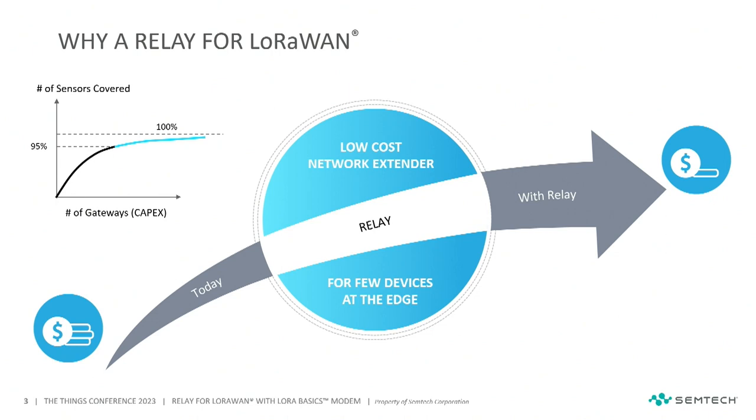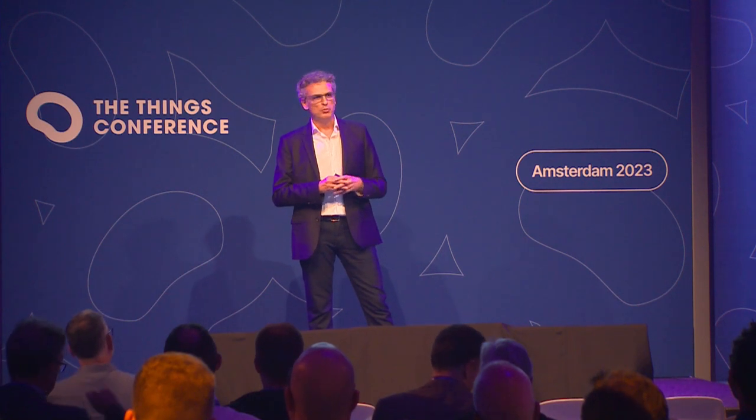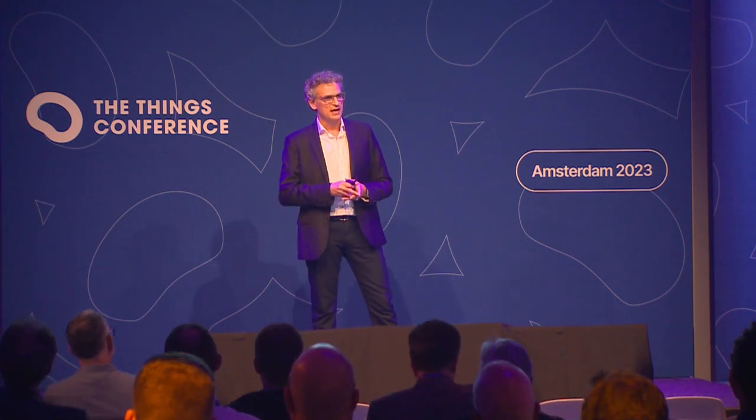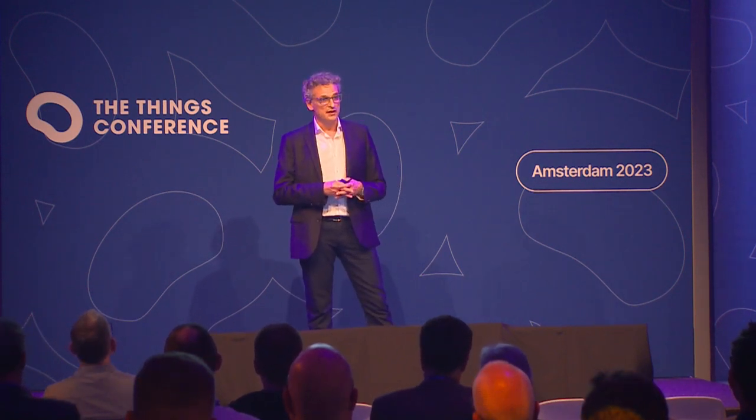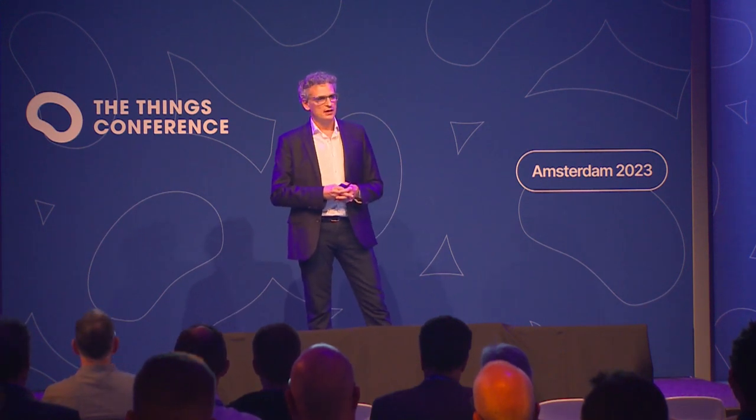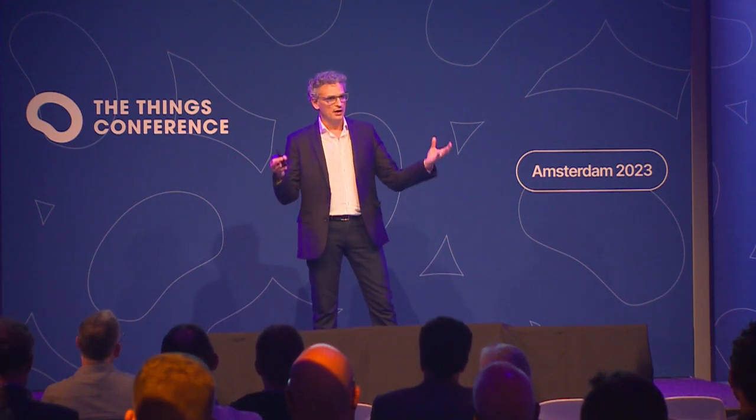So what's the problem that we are solving? When there is a need to comply with very stringent KPIs that require coverage reaching levels above 95%, toward 98%, 99%, what we saw is that the network deployers were facing big costs in terms of the ratio between the overall CapEx and the sensor, okay?